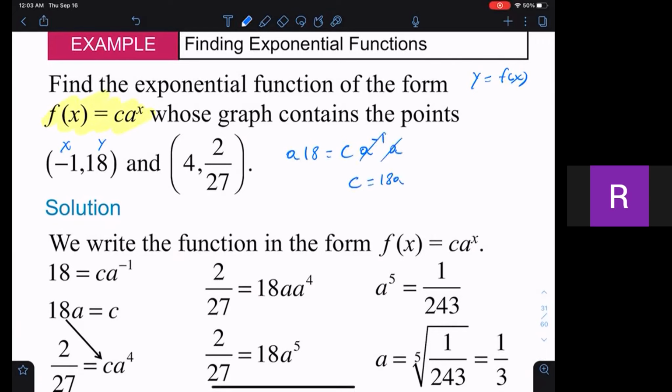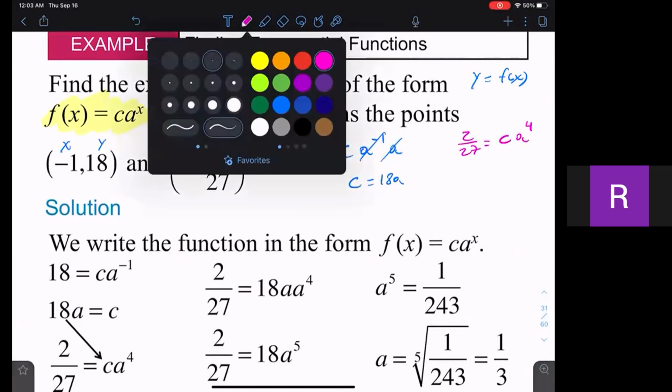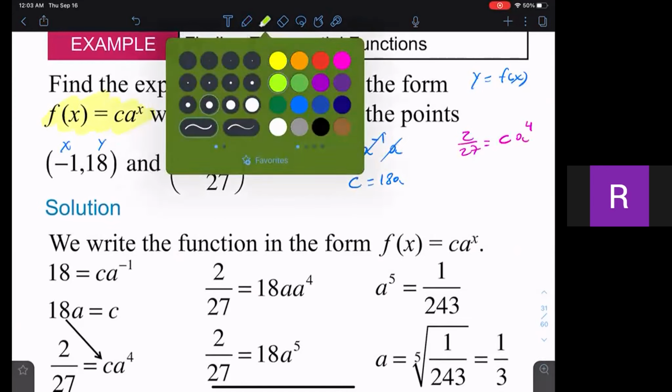Now I have to solve for the other one, right? For the other ordered pair. So this is x and y. Same thing, right? y equals 2 over 27. And this is going to be c times a to the 4, right? Okay, but I already have c from here.